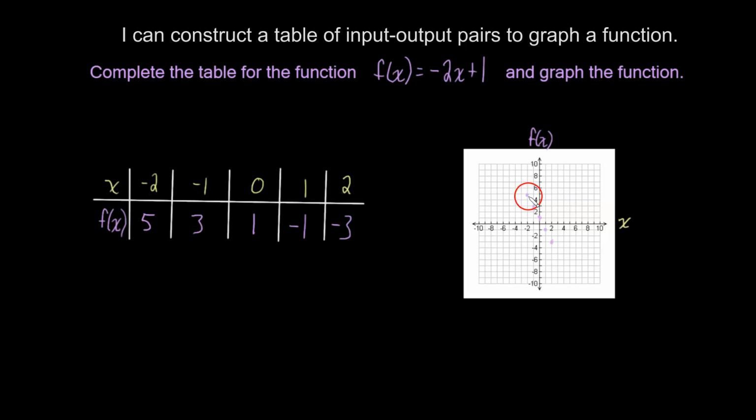So our graph would look something like this. It would keep going something like that, okay? This is what our graph would look like of this function, okay? So we use this function here, we filled out the table, and then we use the table to make our graph. So that is it for our video.